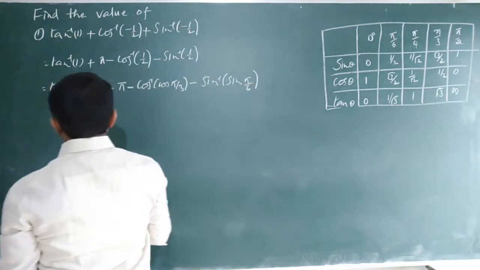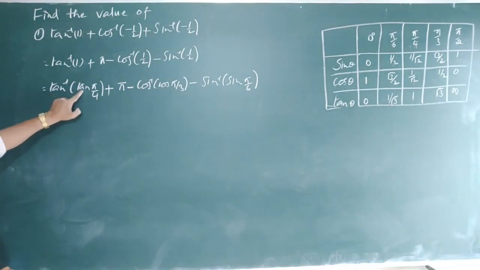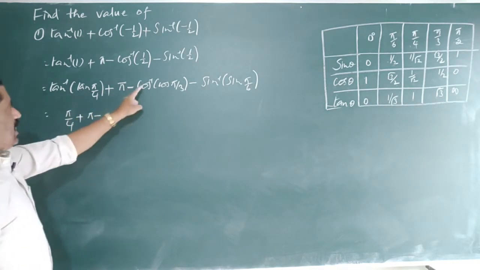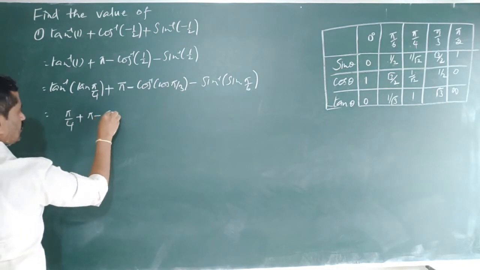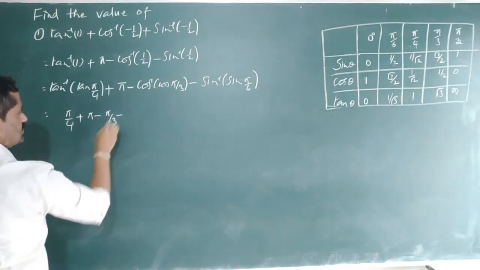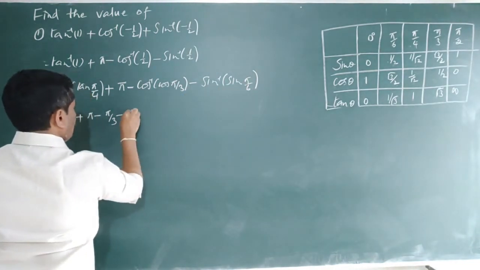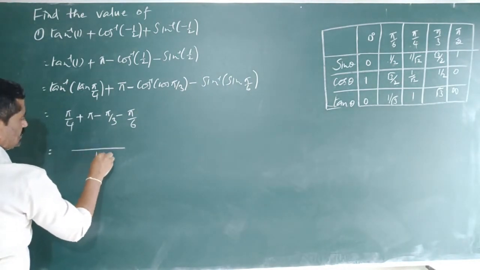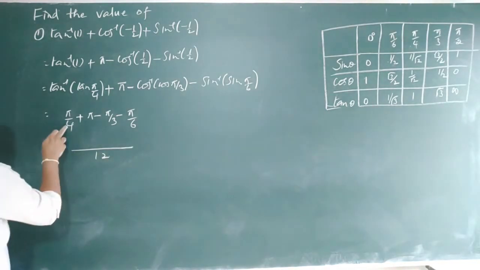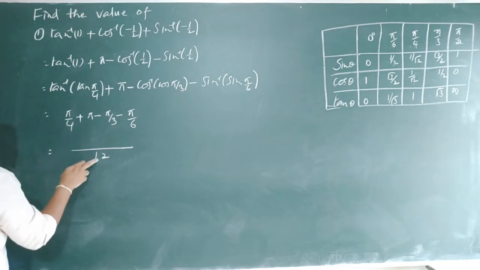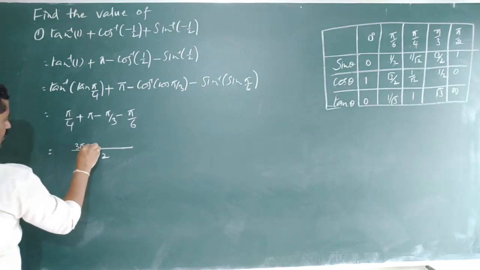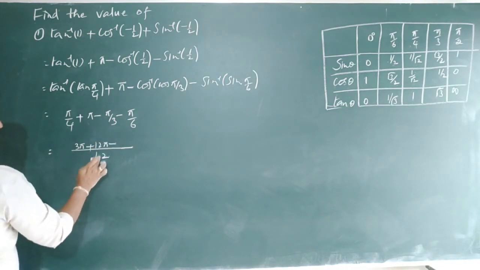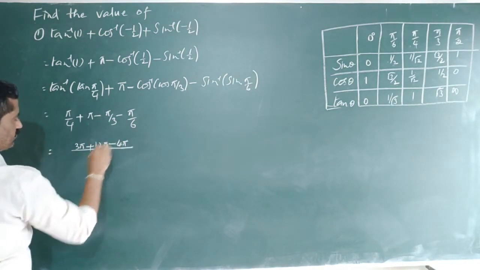Now tan inverse and tan get cancelled, we have pi by 4 plus pi minus, cos inverse cos get cancelled, pi by 3, again minus, sin inverse sin get cancelled, pi by 6. Now take the LCM, which is 12. Divide 12 by 4, we have 3 into pi, that is 3 pi. Plus 1 into 12, that is 12 pi. Minus, divide 12 by 3, we have 4 into pi, that is 4 pi.